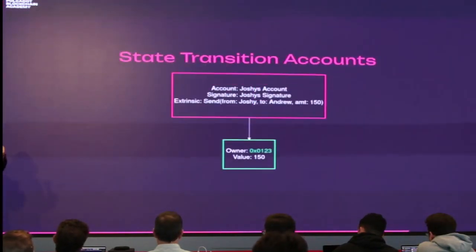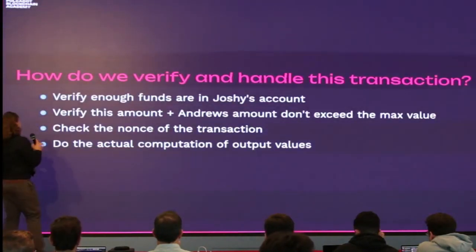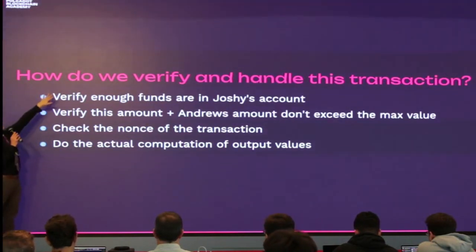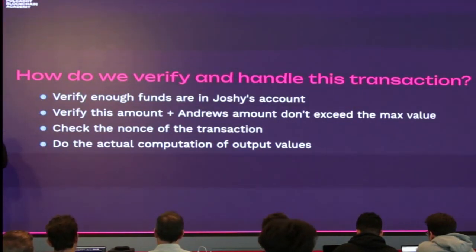So I think we're about done here. Let me just reemphasize right here, we do the actual computation of the output values. This is in our verification rules. How silly is that? We're actually computing this stuff on chain. We're actually doing all of the computation on the chain.